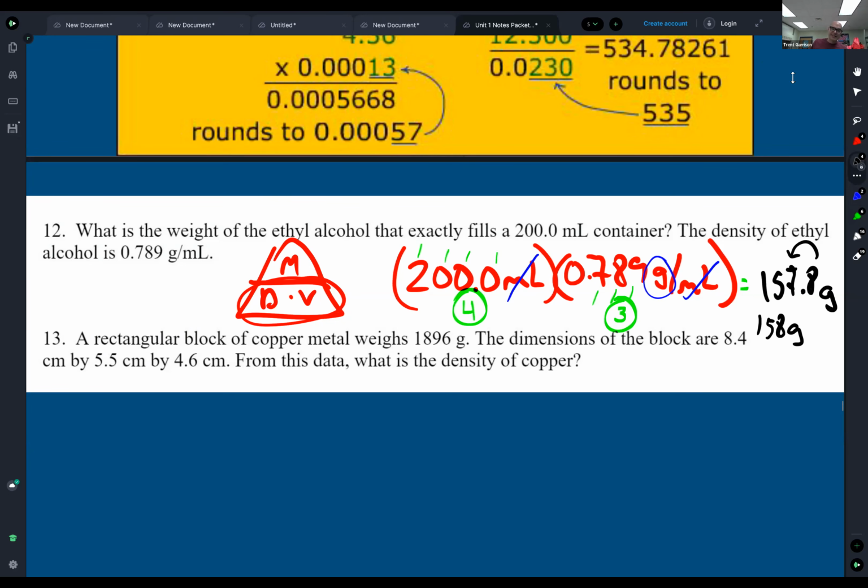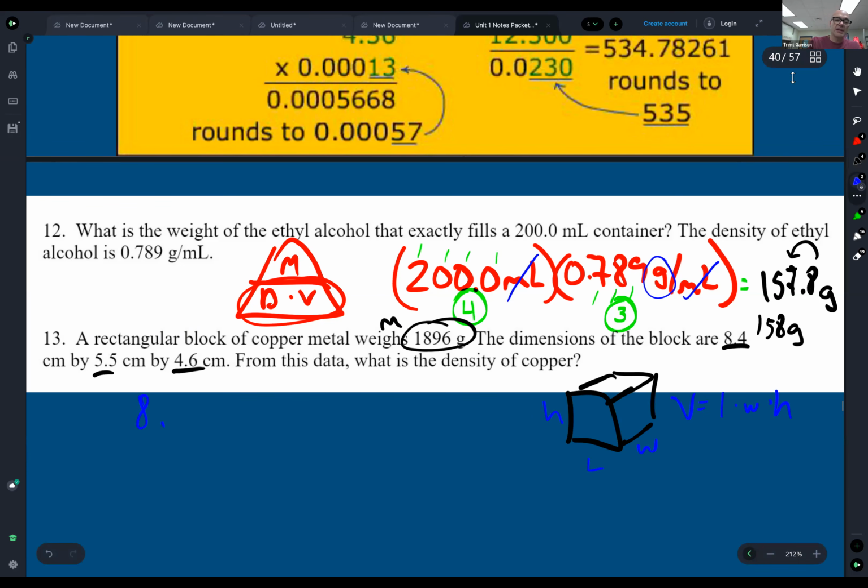Okay, next. I've got a rectangular block. In other words, it's a cube. Rectangular block of copper metal. It weighs, so I've got a mass here. The block's dimensions are 8.4 by 5.5 by 4.6. Now, what that means is I've got this cube, and it's got 3 different dimensions: length, width, and height. So all I've got to do is multiply them all 3 together. Volume is equal to length times width times height.